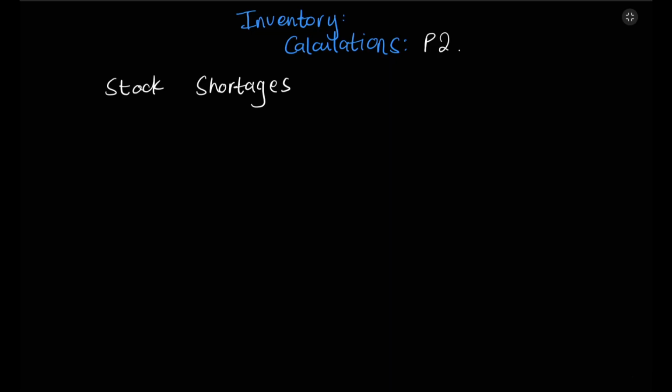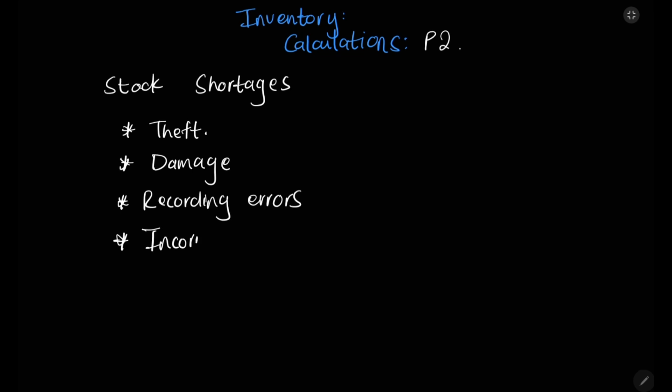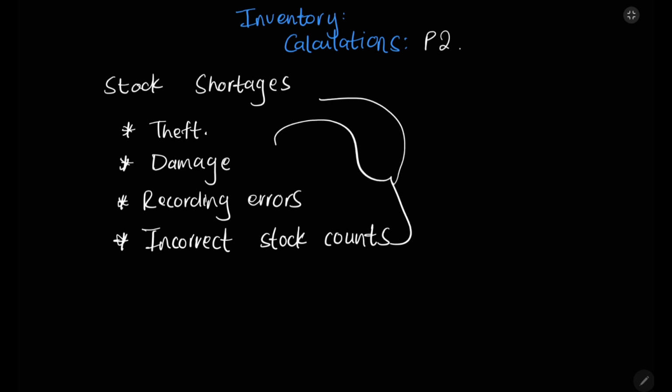Now let's define a few things. In inventory, we also have stock shortages. What this basically means is that physical inventory is less than the accounting records. Okay, you have less than what is stated in your books. So causes of stock shortages could be theft. If somebody steals your inventory, you'll obviously have less goods in your company. Then it could also be damage. It could be recording errors, incorrect stock counts. These all fall under shortages.